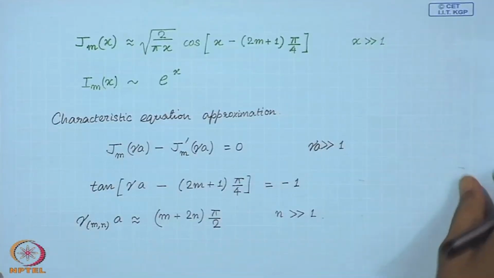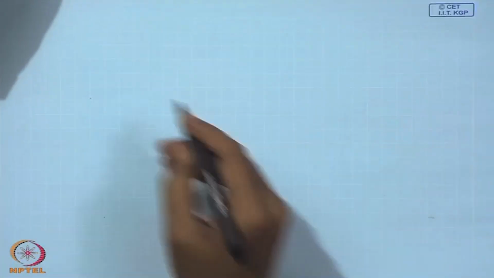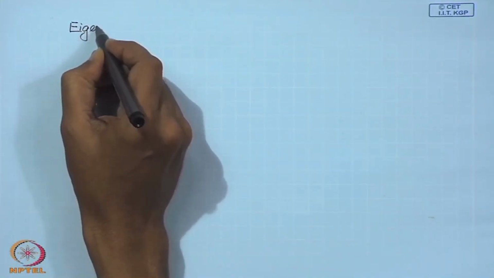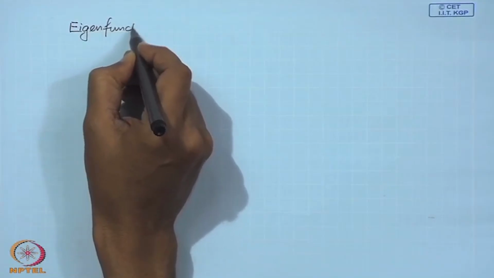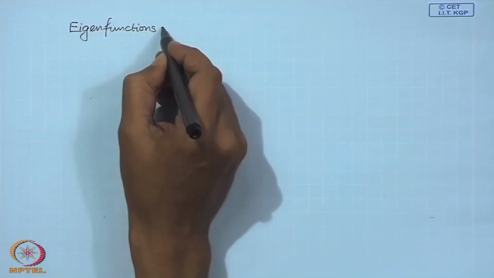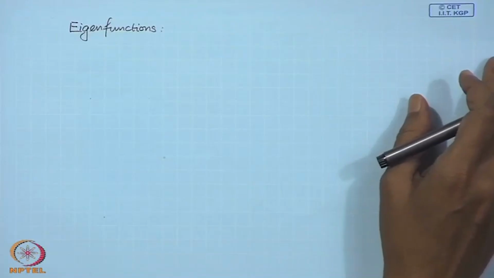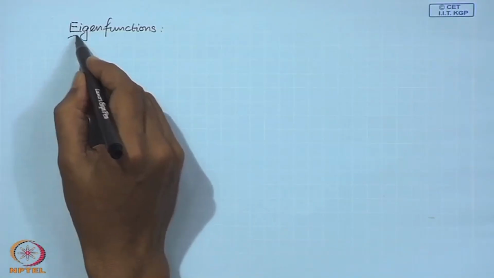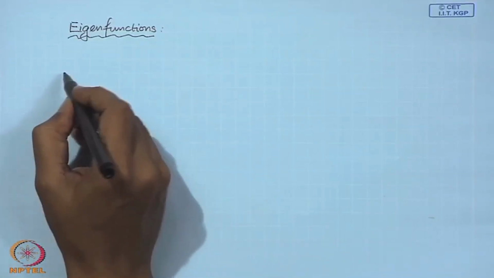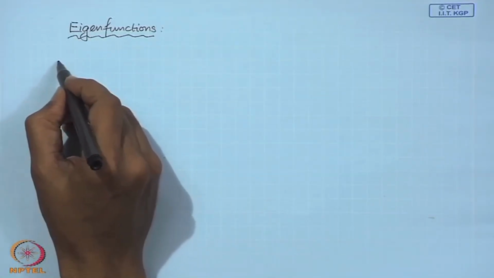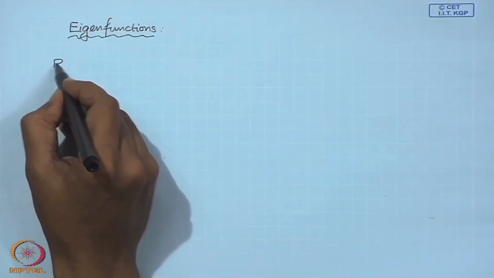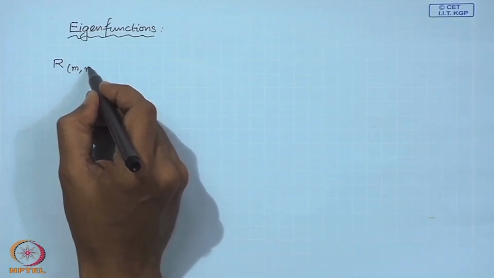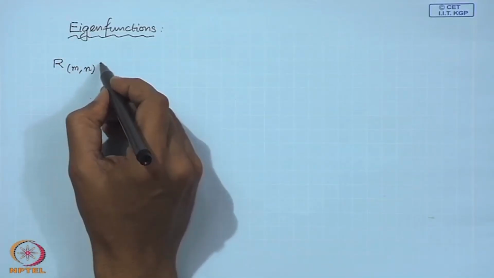Now, let us look at the eigenfunctions. So, the radial eigenfunction, this was, so initially we had an index m, now we have two indices m and n.